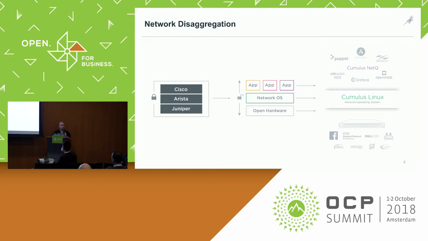But the idea is that you can choose hardware from those providers and you install an operating system on top of that. Obviously, I'm biased because I work for Cumulus that you should choose Cumulus as an operating system, but it gives you the same freedom that you have for your servers today, that you can choose what OS you run on top of that.